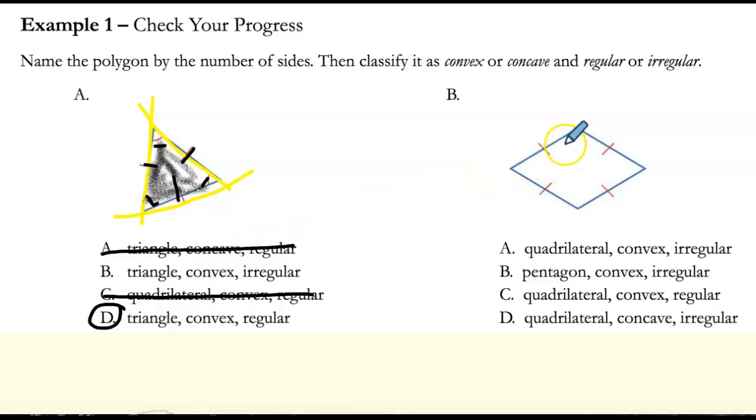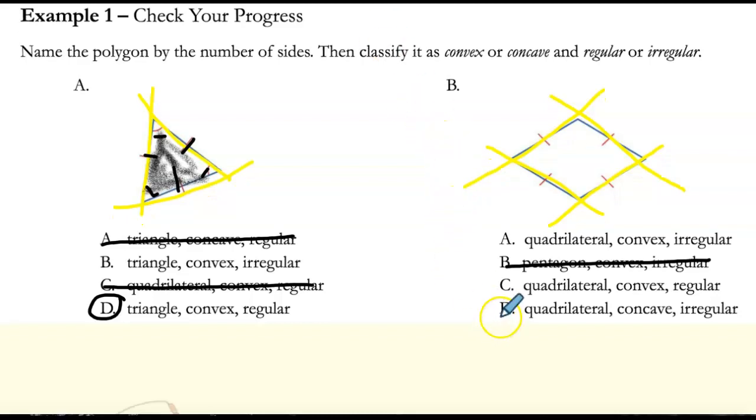Okay, and the next one we have, again, a 4-sided figure. We're not going to call this a diamond or anything like that. We call it a quadrilateral. So we'll cross off the pentagon, and we then look at if we extended the lines. So I'll switch colors here. If I extended all the lines in all directions, do any of my yellow lines meet on the inside? And the answer to that question would be no. So we're definitely going to be convex. So we're going to cross this one off.